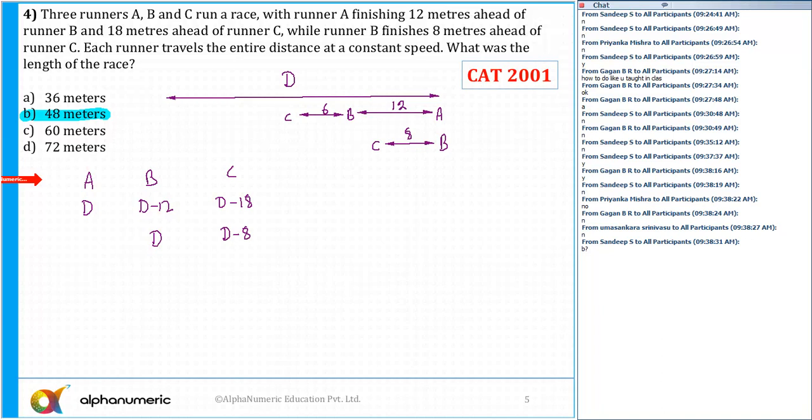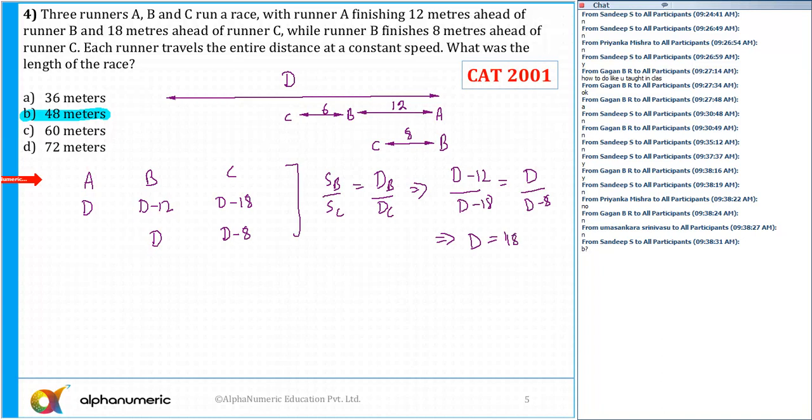But the ratio of speed of B and C will always be the same. So we know that the ratio of speed of B to speed of C is always equal to the distance traveled by B to the distance traveled by C. So what is the ratio of speed of B and C here? In the first case, it is D minus 12 upon D minus 18. In the second case, distance traveled by B is D and distance traveled by C is D minus 8. Simplify this, you get D is equal to 48. And that is the answer.